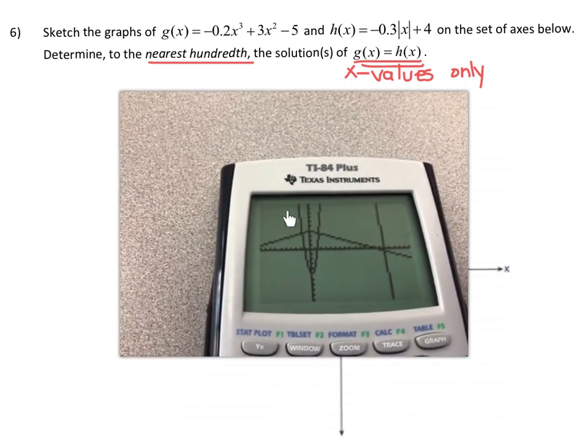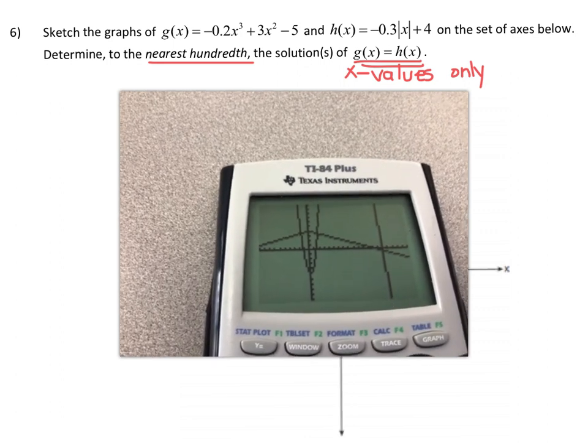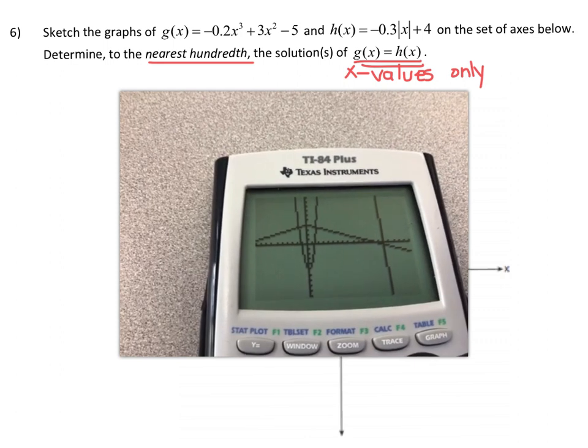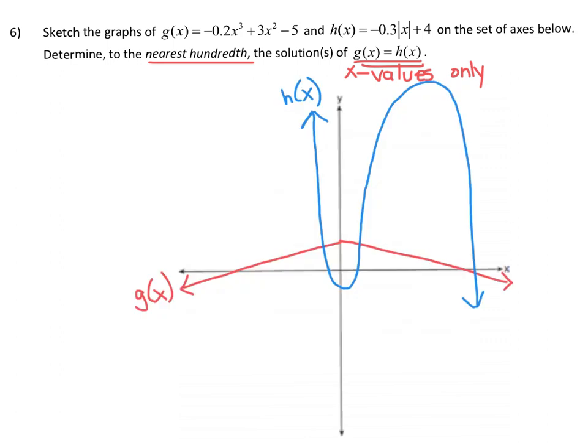There's 3 directions. It's going down, up, and back down. So we had to make our screen bigger in order to find this. All right, so I'm going to hit pause for a minute and sketch this on my paper. Okay, so I did a total sketch. Here's the direction of my graph for g of x. Here's kind of the direction of my graph for h of x.